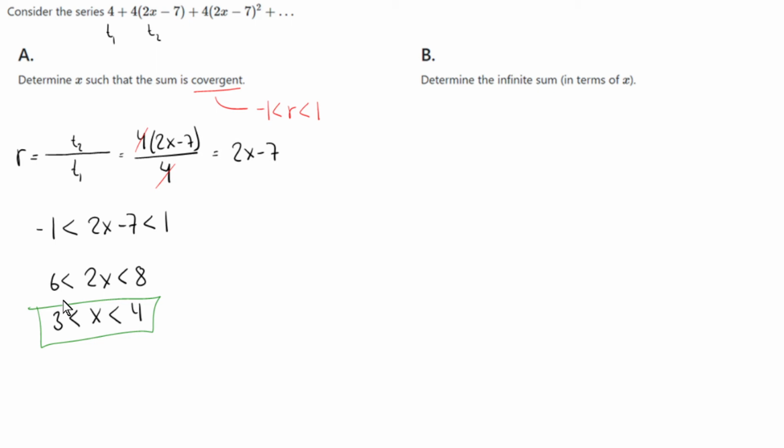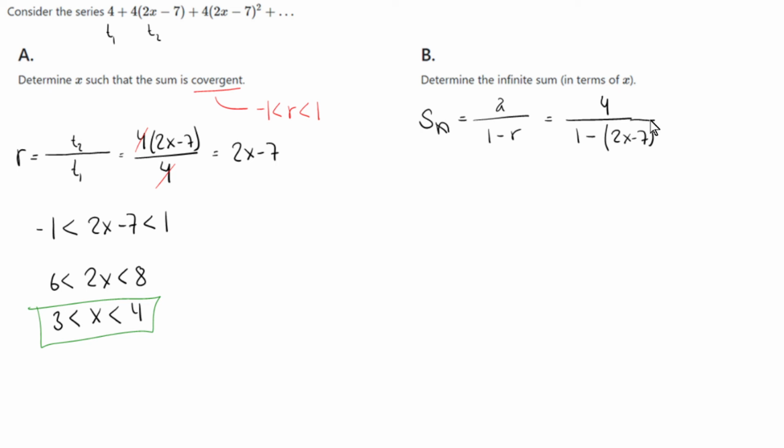In B, determine the infinite sum in terms of x. So here we're going to be using the formula for determining the infinite sum of a geometric series, which is the sum of an infinite series as we go to infinity equals a, which is the first term, over 1 minus r, or the common ratio. The first term here was 4, so it's just a matter of plugging that in. 4 over 1 minus the common ratio. Well, the common ratio was 2x minus 7.